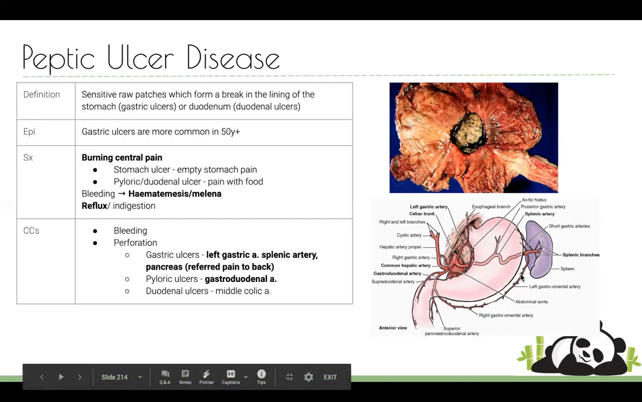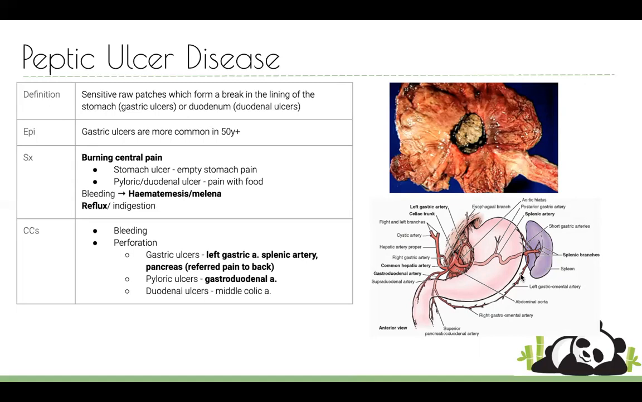You might also get symptoms such as bloating. People might burp a lot, they might get flatulence, things like that with peptic ulcer disease. And the complications, obviously it bleeds, so it can cause chronic anemia, which is normocytic, and perforation. So this is like high yield stuff.